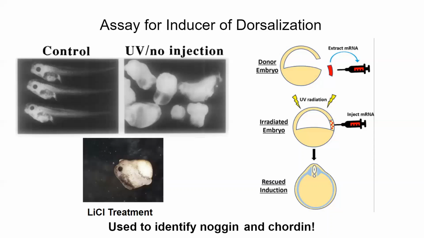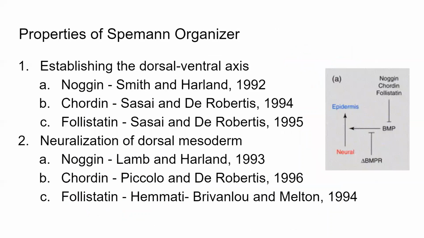and therefore was shown to be an inducer of dorsalization and part of the molecular nature of the Spemann organizer. The two central properties of the Spemann organizer are its ability to induce dorsalization, like noggin and chordin were shown to do, and its ability to induce neuralization. Inducing neuralization is caused by BMP inhibition, as BMP converts ectoderm to epidermal tissue rather than letting it default to neural tissue. Noggin and chordin were shown in 1993 and 1996, respectively, to also serve as BMP antagonists.